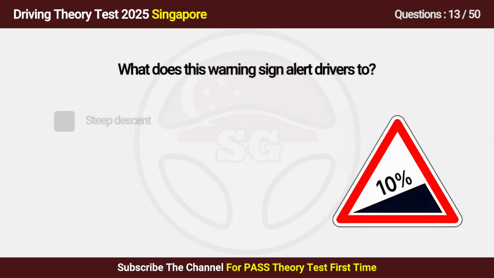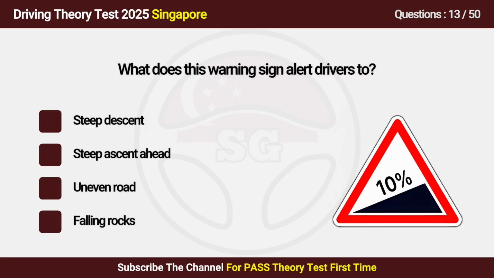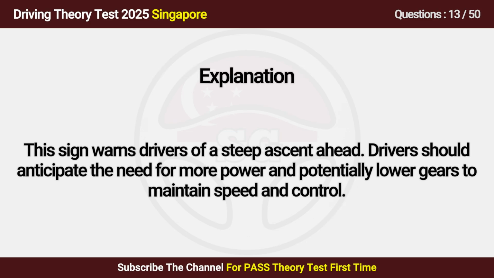Question 13. What does this warning sign alert drivers to? A. Steep descent. B. Steep ascent ahead. C. Uneven road. D. Falling rocks. Answer is B. Steep ascent ahead. This sign warns drivers of a steep ascent ahead. Drivers should anticipate the need for more power and potentially lower gears to maintain speed and control.